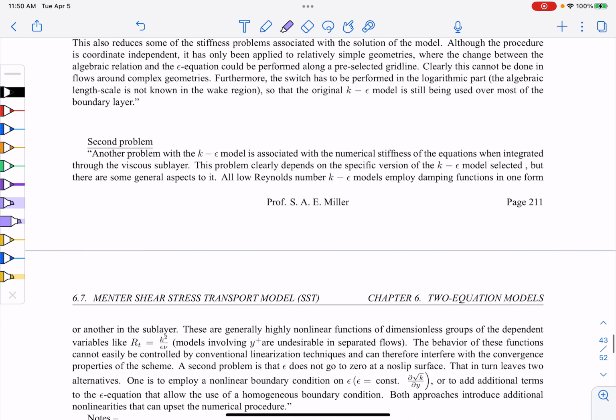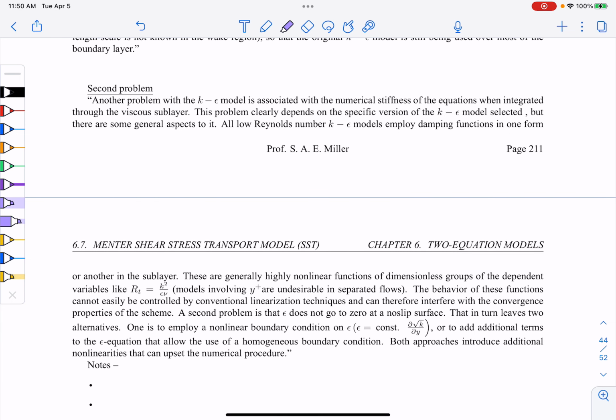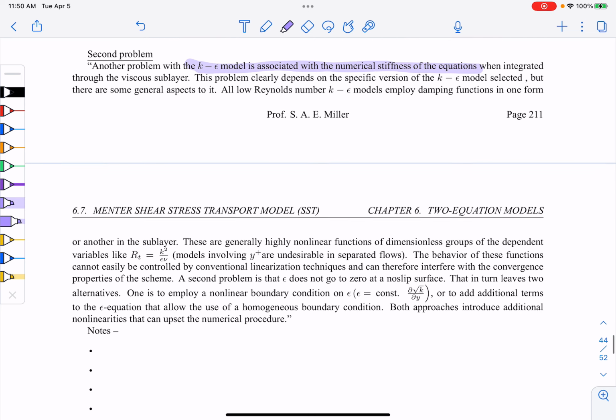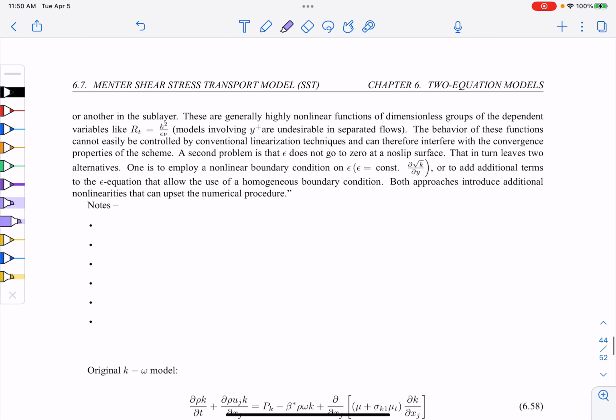The second major issue, for a lot of reasons outlined here, is that the standard epsilon models are viewed as numerically stiff, meaning they're hard to evaluate with a computer, and the model formulation would have to be done in a way so that they have robustness of the model and can converge the solutions and not have those types of problems. So there's a few notes and takeaways of this.